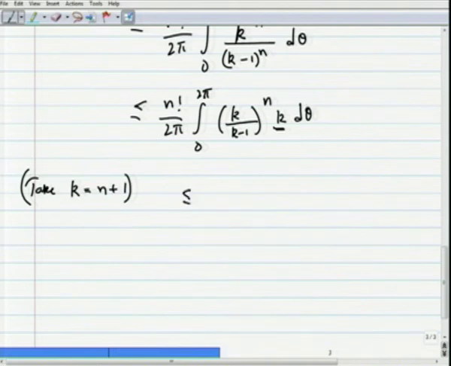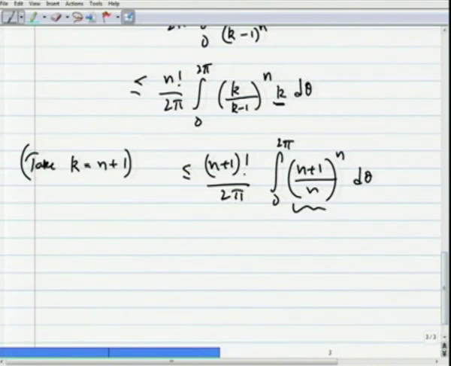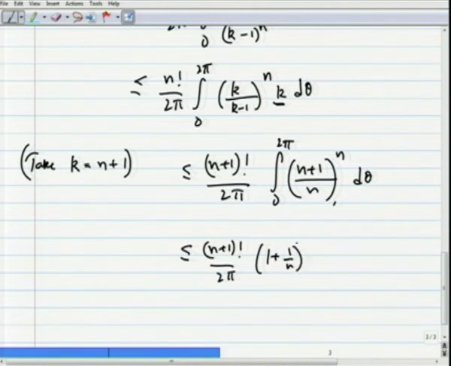So, this is less than or equal to (n+1) factorial divided by 2 pi, times the integration from 0 to 2 pi of ((n+1)/n)^n d theta. This is, of course, a constant which is clear of the integration, so we can actually put it outside the integration, and this is less than or equal to (n+1) factorial divided by 2 pi times (1 + 1/n)^n and then 2 pi.